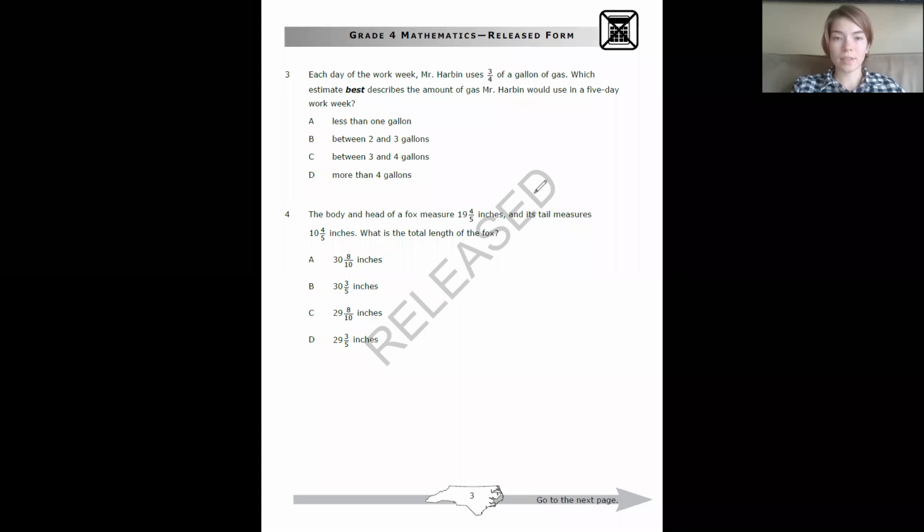Number 3. Each day of the work week, Mr. Harbin uses 3/4 of a gallon of gas. Which estimate best describes the amount of gas Mr. Harbin would use in a 5-day work week? Okay, so he's using 3/4 every day for 5 days.